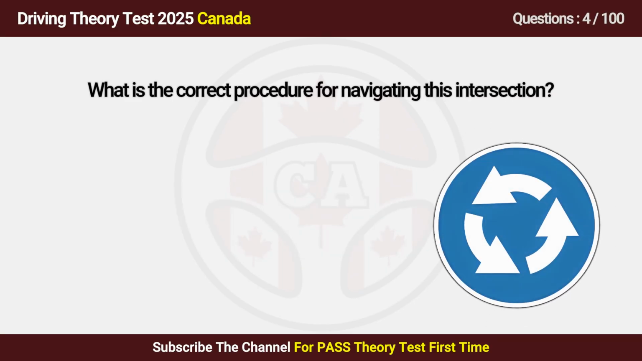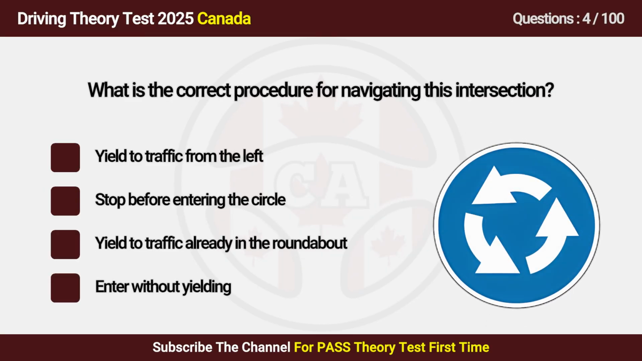Question 4. What is the correct procedure for navigating this intersection? A. Yield to traffic from the left. B. Stop before entering the circle. C. Yield to traffic already in the roundabout. D. Enter without yielding.